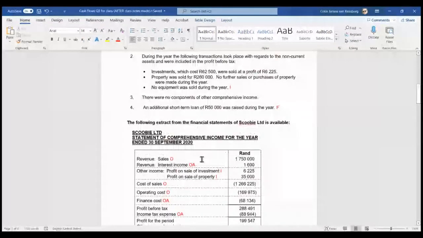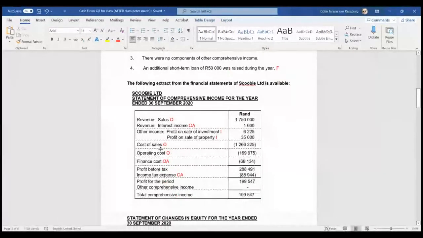So where were we? We were there with a profit on sale of property. Cost of sales is part of operations, so we simply leave it in our profit before tax. Operating cost is part of operations, so we simply leave it in our profit before tax. Right, so the next one here, finance cost. There we've indicated it was OA, an other operating activity, not part of operations.